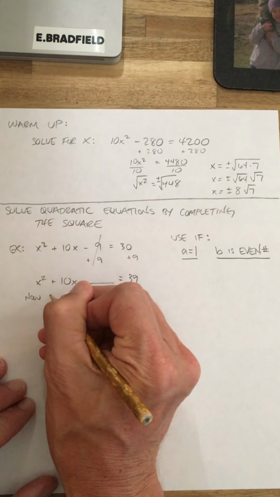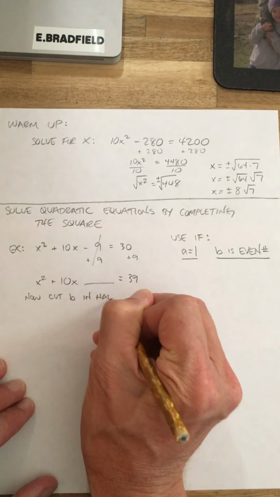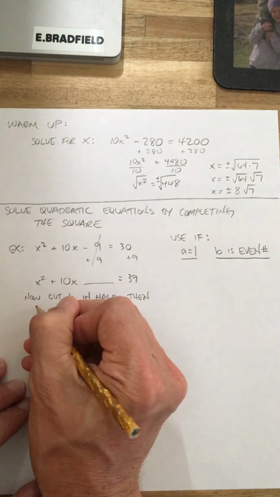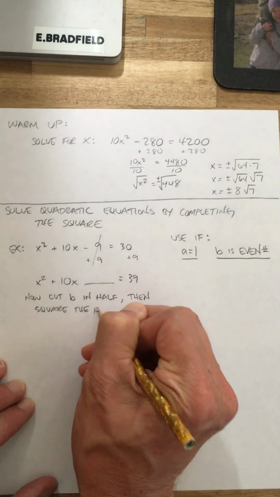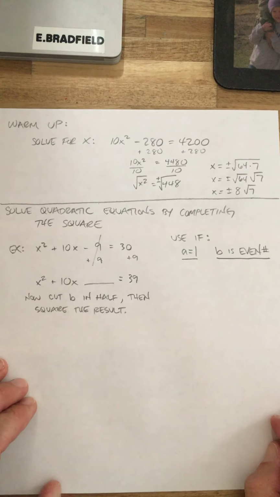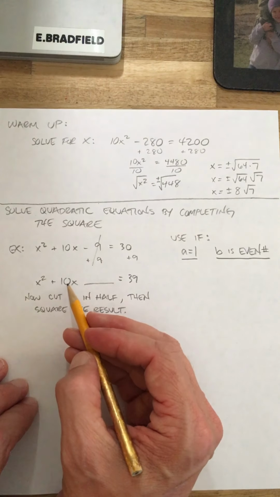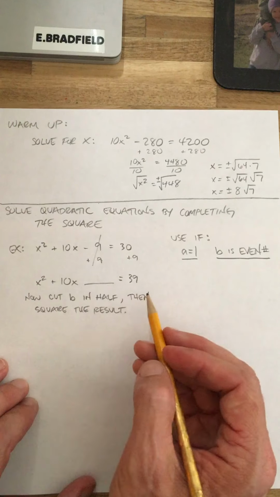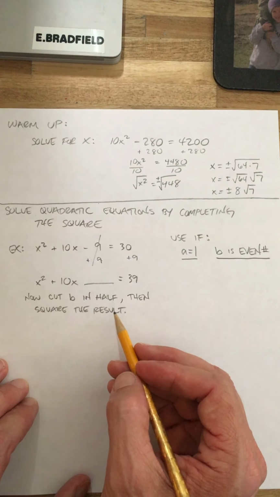Now, cut b in half, then square the result. So again, what's b? b is 10, so we're going to cut 10 in half. That's 5. And then square the result, so square the 5. 5 squared is 25.